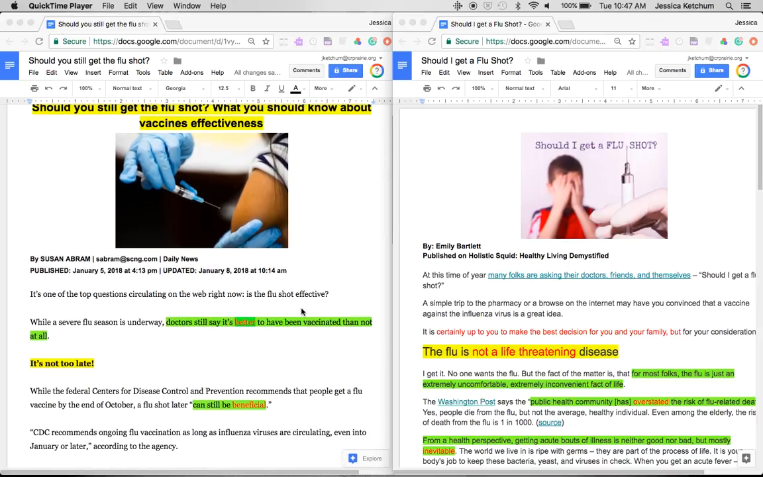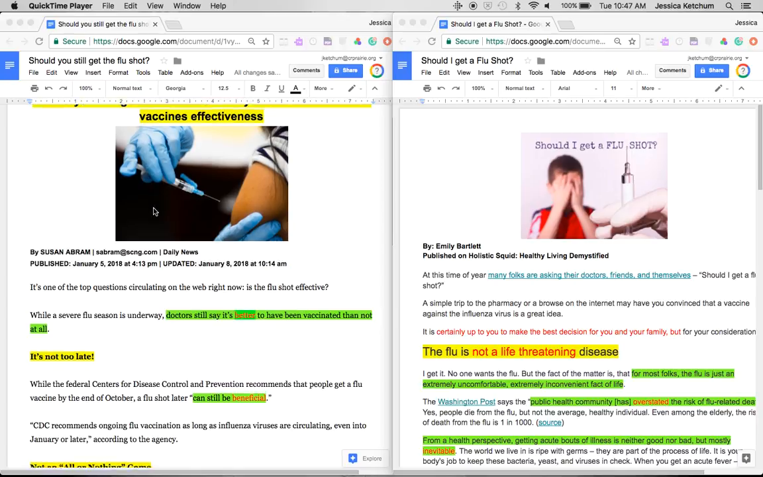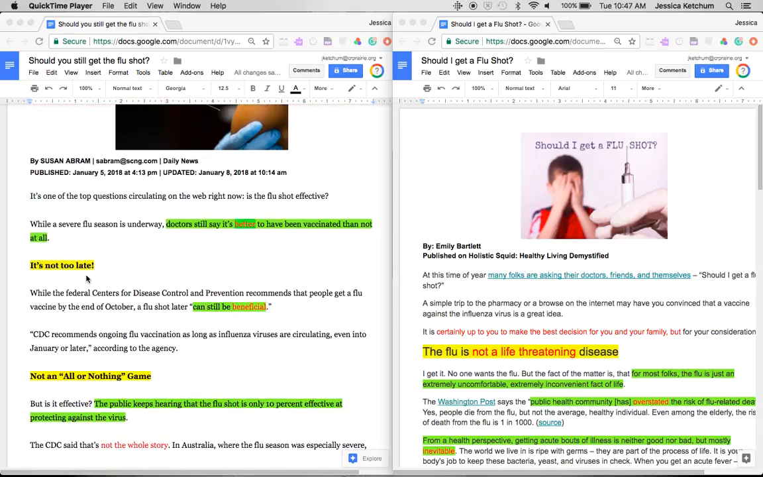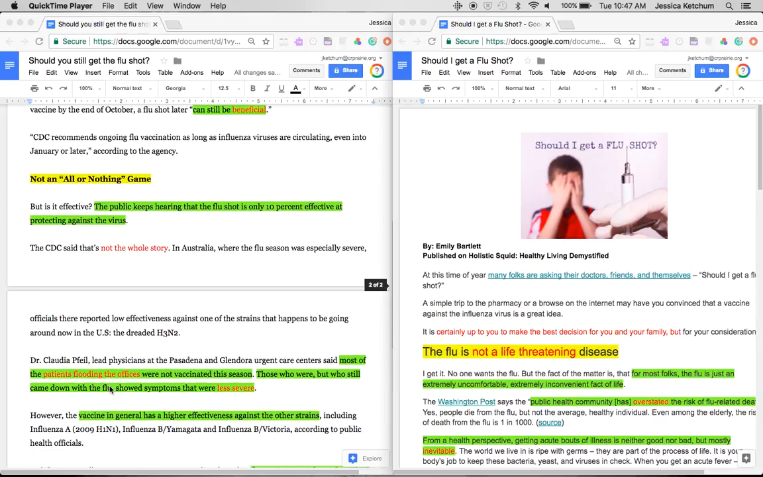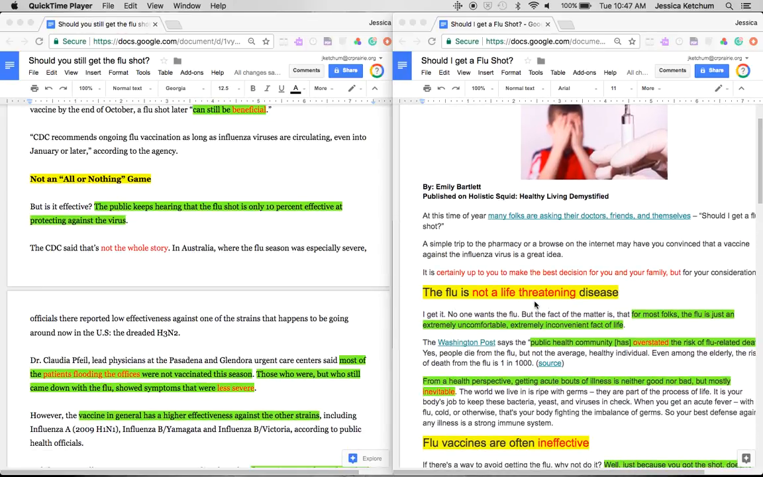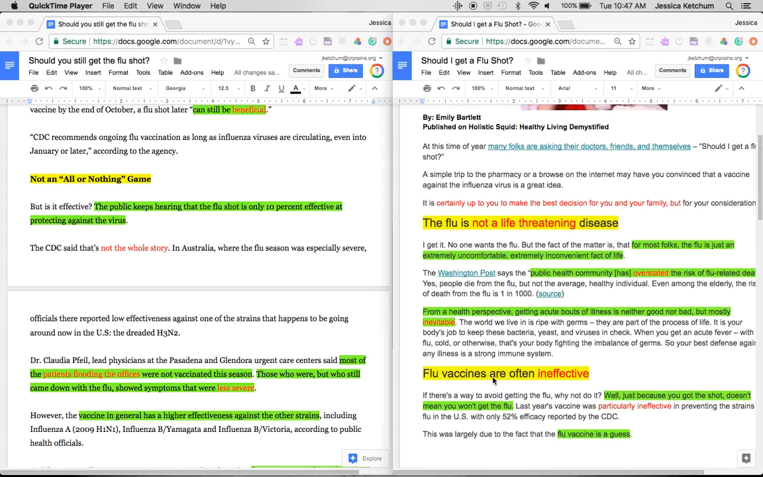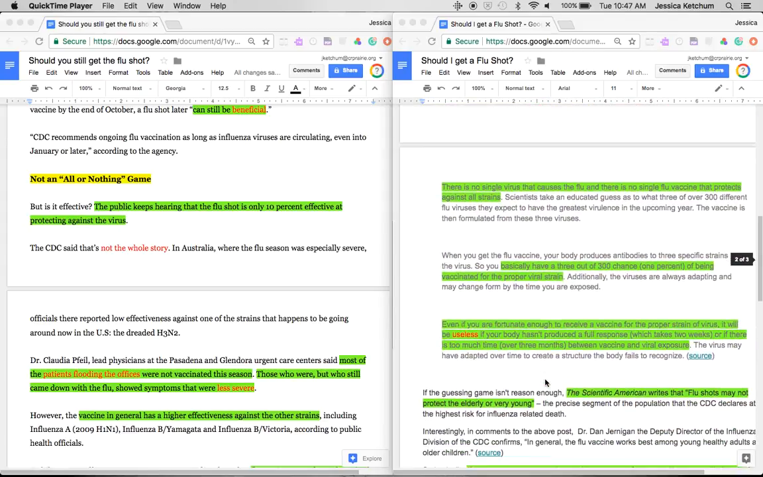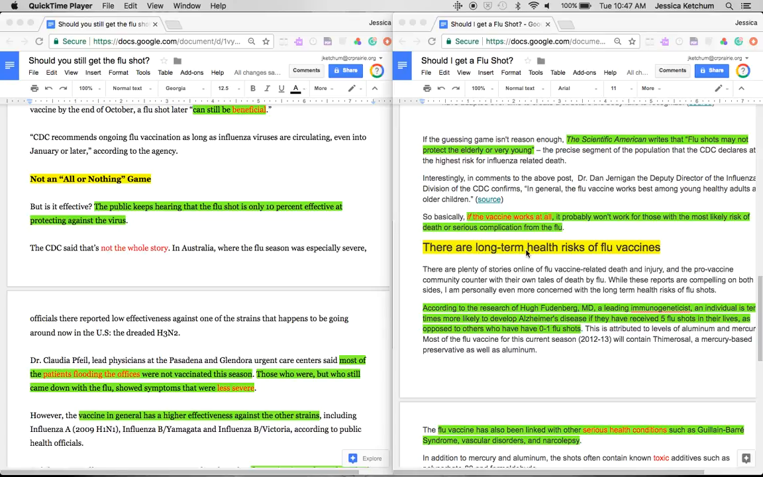The next step was to look at the headings. So in this author's headings, we see things like, it's not too late, not an all or nothing game. Compare this to over here, where we say the flu is not a life-threatening disease. Flu vaccines are often ineffective, and there's long-term health risks to the flu vaccine. Already the author's perspective is really starting to shine through.